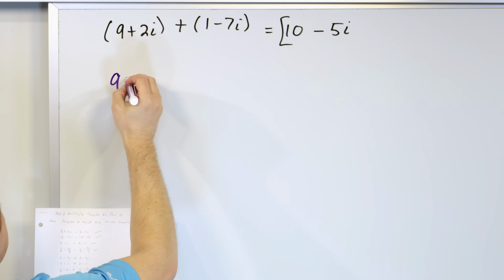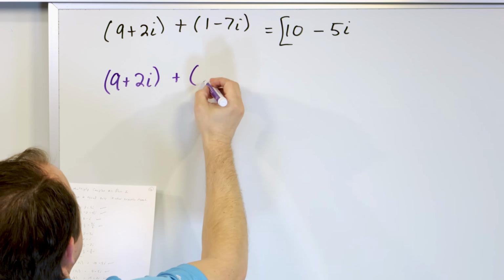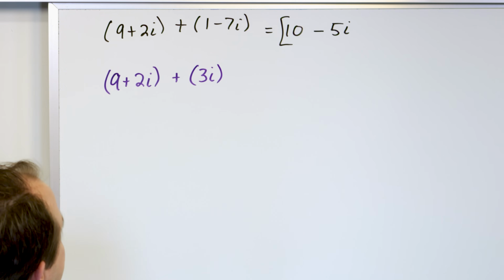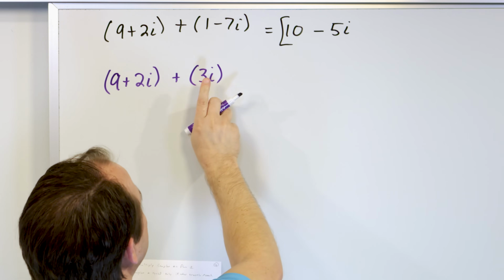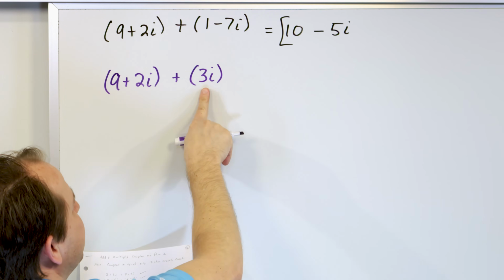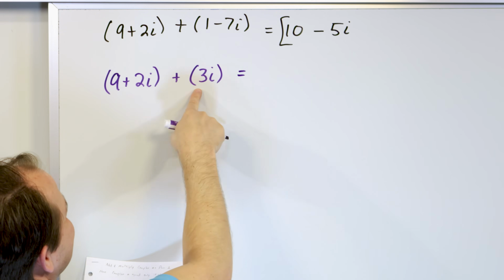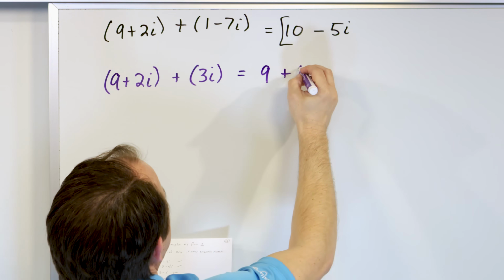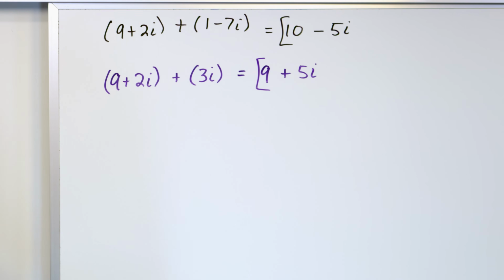What if you have 9 plus 2i, right? And you're going to add to that just a purely imaginary number, 3i. Some students look at that and have no idea what to do. But then you realize this is just a complex number, but the real part of it is just 0 because it's purely imaginary. So you add the real part of this to this, but it's 9 plus 0, so you get 9. And then you add the imaginary parts, you get the 5i back. 9 plus 5i, that's the final answer to that problem.